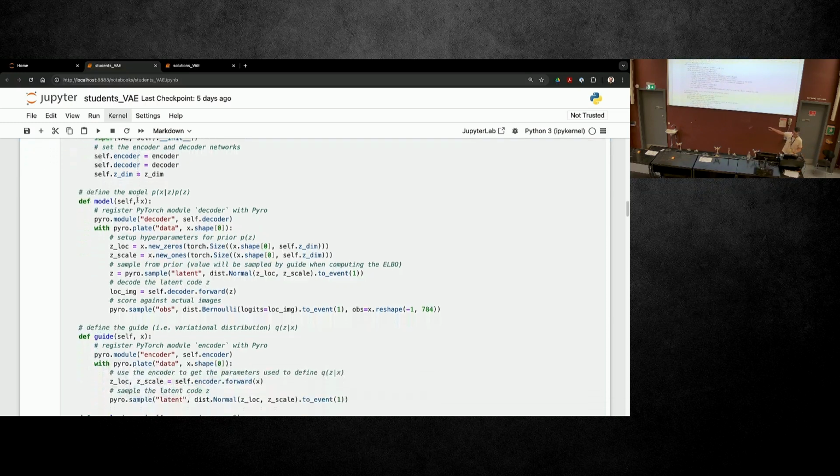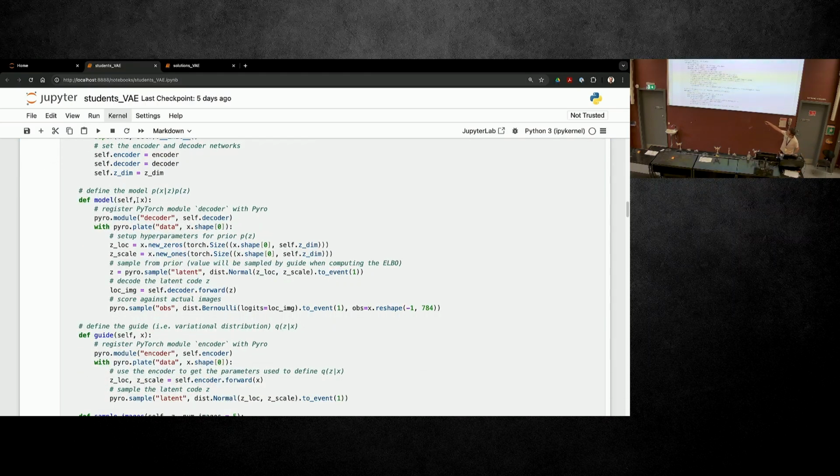Here we are specifying the model. The model takes the data points that we have as input. We register our decoder network here, and then we define the model using the plate notation. We have 100 data points, so our plate here would be over 100, having 100 elements in it.